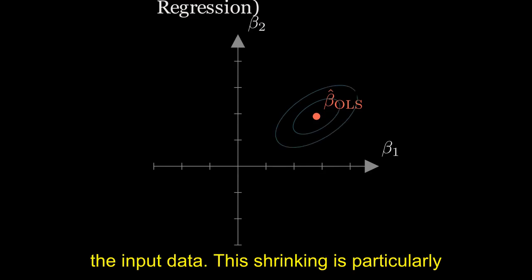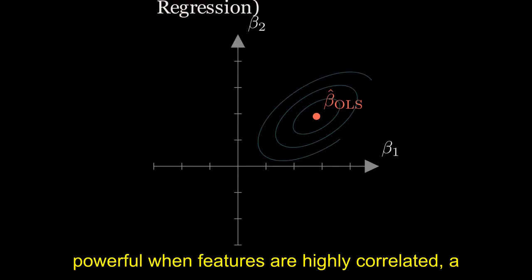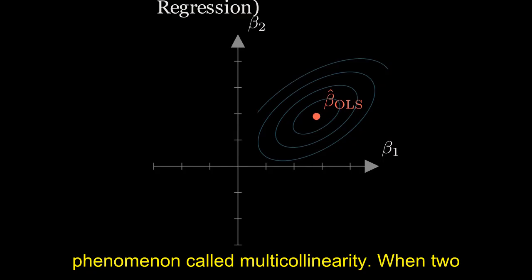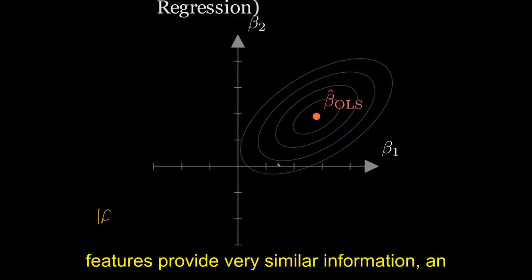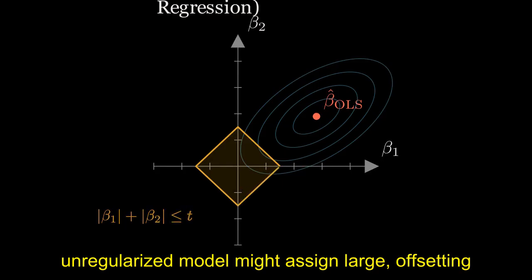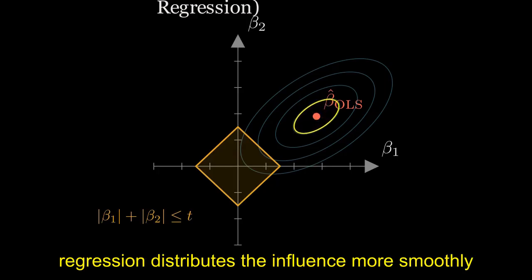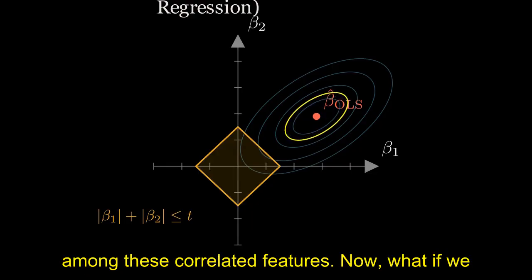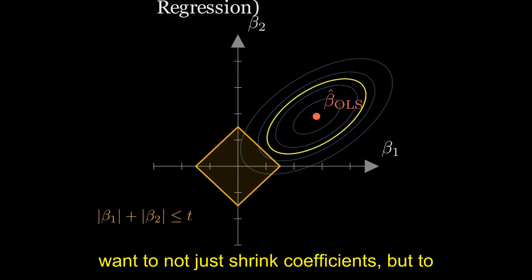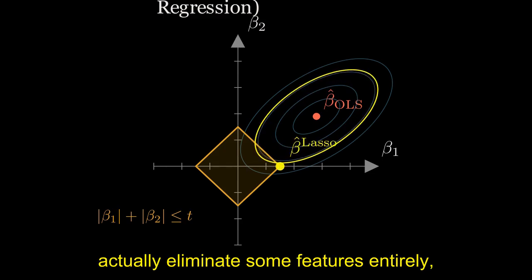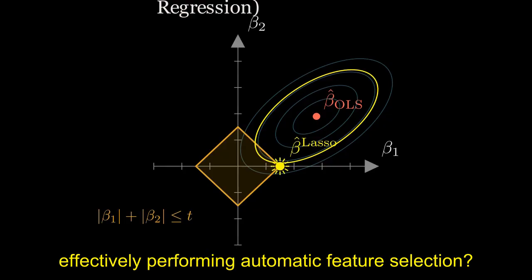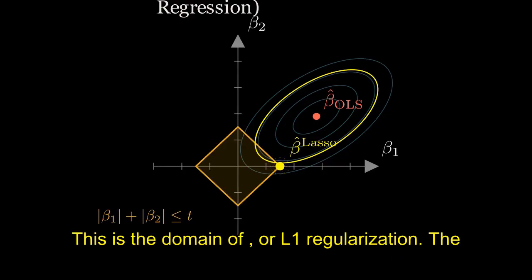This shrinking is particularly powerful when features are highly correlated, a phenomenon called multicollinearity. When two features provide very similar information, an unregularized model might assign large, offsetting coefficients to them, leading to instability. Ridge regression distributes the influence more smoothly among these correlated features. Now, what if we want to not just shrink coefficients, but to actually eliminate some features entirely, effectively performing automatic feature selection? This is the domain of lasso, or L1 regularization.